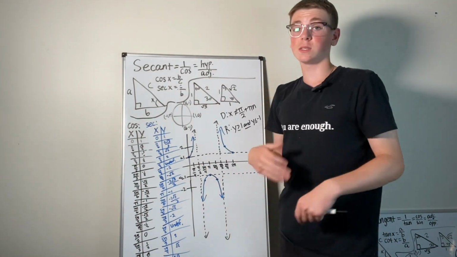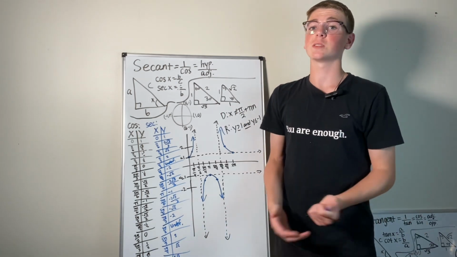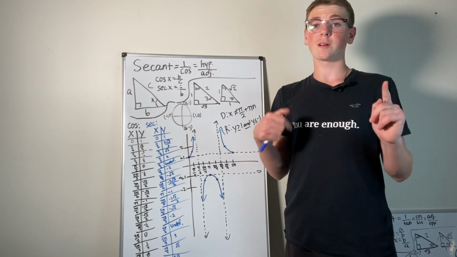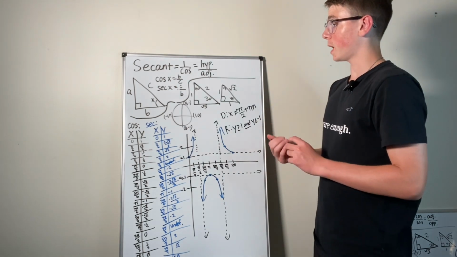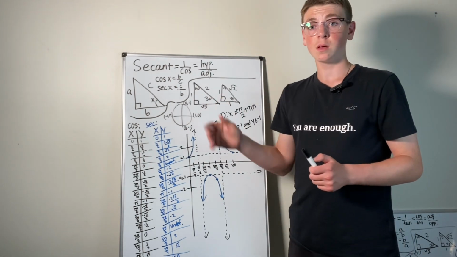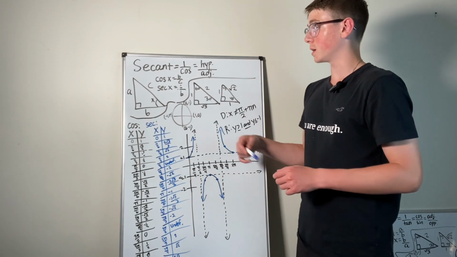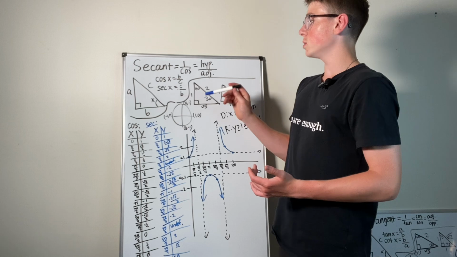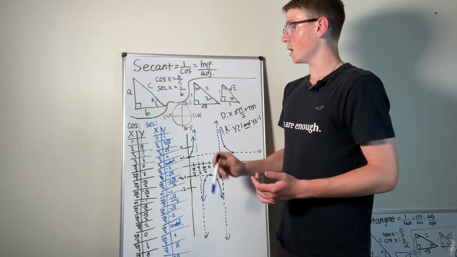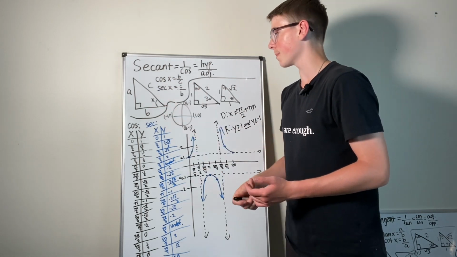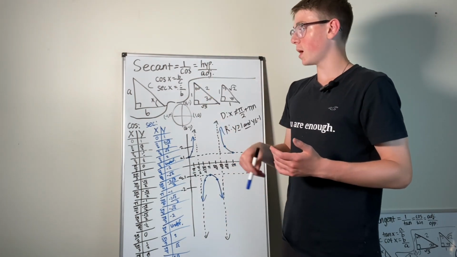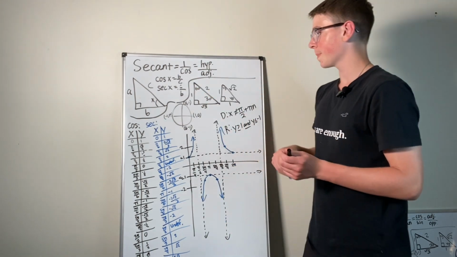So secant is the reciprocal of cosine, meaning it is 1 over cosine, and that means secant is hypotenuse over adjacent. So we have angles A, B, and C of our triangle, and sides A, B, and C, and angle X. So cosine of X equals B over C, and secant of X equals C over B. So, of course, reciprocals: adjacent over hypotenuse, and then hypotenuse over adjacent.